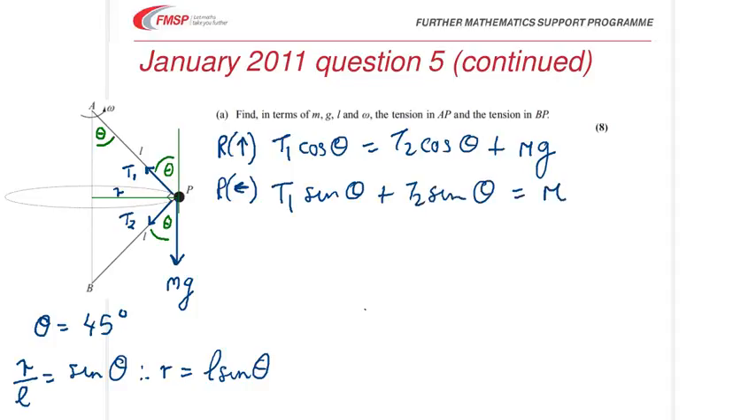Now instead of r, let's use this expression for r that I've got down here. Because r over l is sine theta, r is l sine theta. And the reason I'm using that is because now the sine theta cancels out through this equation, and it becomes T1 plus T2 equals ml omega squared.